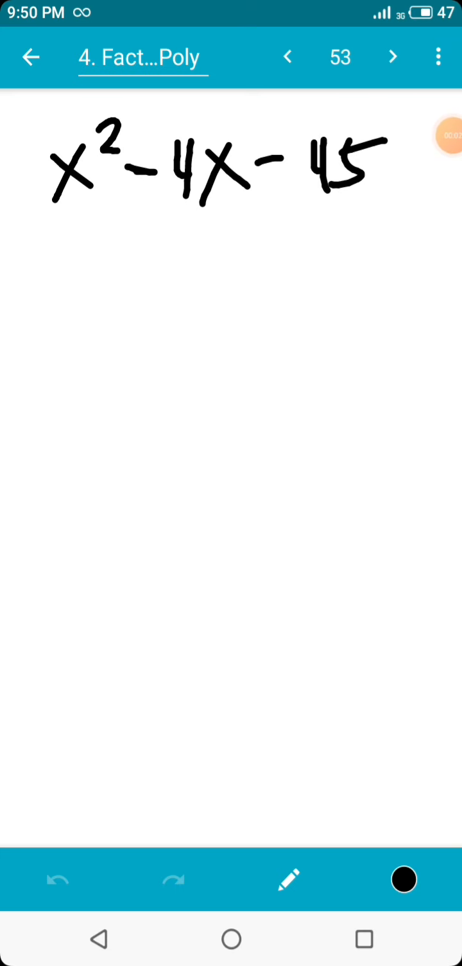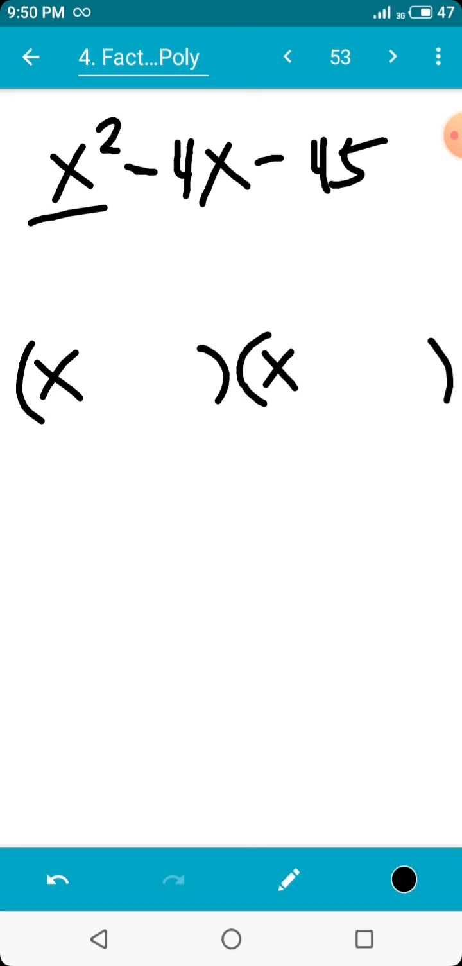Okay, so kunin naman natin yung factors ng x squared minus 4x minus 45. So, gawa ulit tayo ng dalawang open and close parenthesis. Alright? And then, ang factors ng x squared ay x times x. And then, isip tayo ng factors ng negative 45 na pag inadd natin, dapat negative 4 yung lalabas.